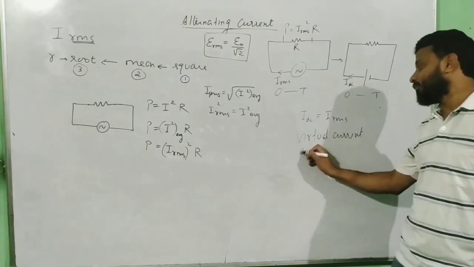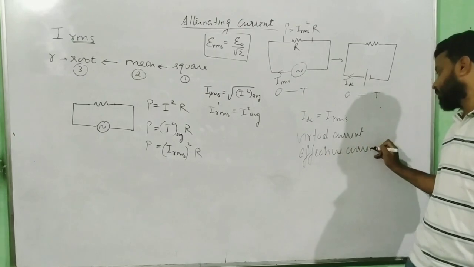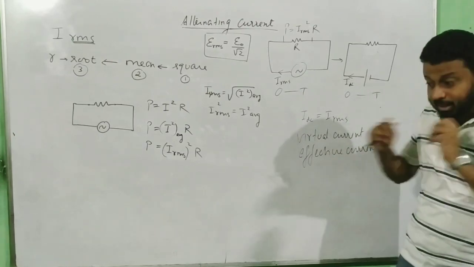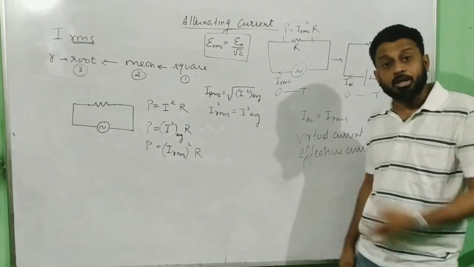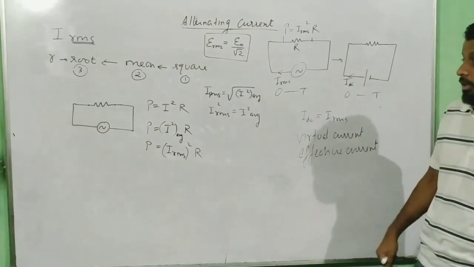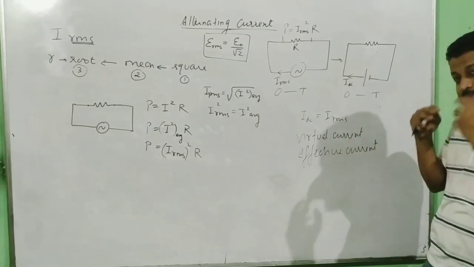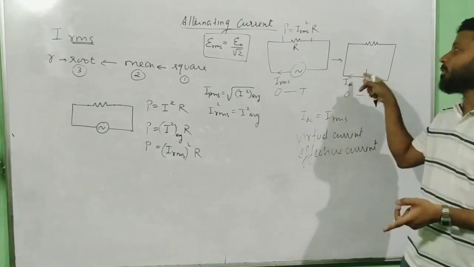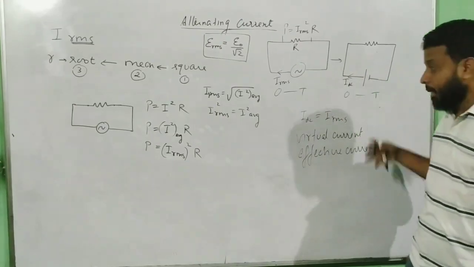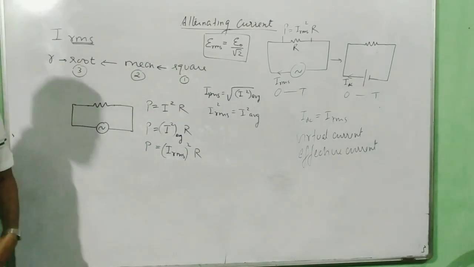Some books also refer to this as effective current. Remember, there is nothing called RMS current flowing in an alternating circuit. It is just the average of a square function. So we just imagine that a virtual current might be flowing, which is doing the same job as that of the DC circuit. So this is the whole idea of RMS current and average current.